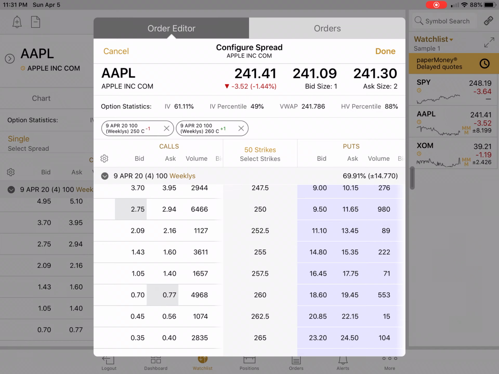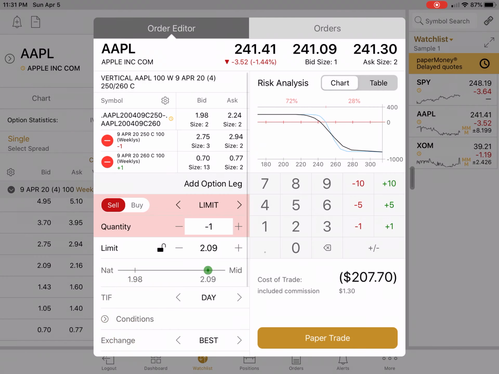Notice now that on the left I have 9 April 2020 100 shares weekly at $250 strike price call option that I'm writing 1. So that's a -1, and I'm collecting $2.75. Now with respect to my protection, the insurance, we're buying a single contract 260, a higher strike price, and we are now paying 77 cents. If you tap on done, you can see that this time we're selling.